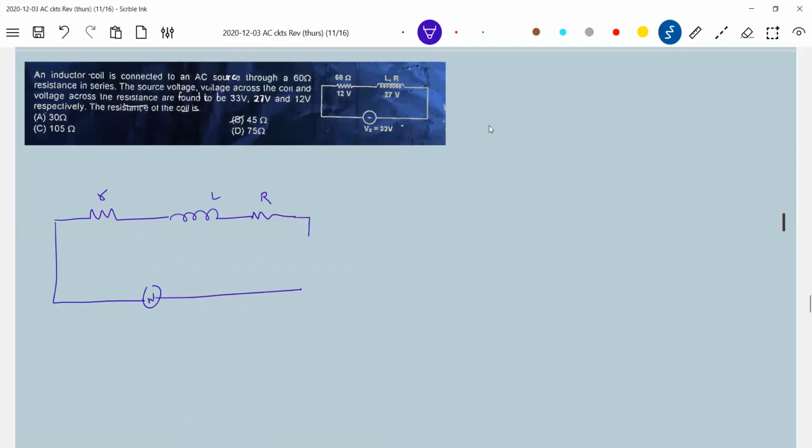So applied VRMS 33 volt. So we know this. The current, okay, we can calculate the current also. So the current will be 5 ampere, also 0.2 ampere.